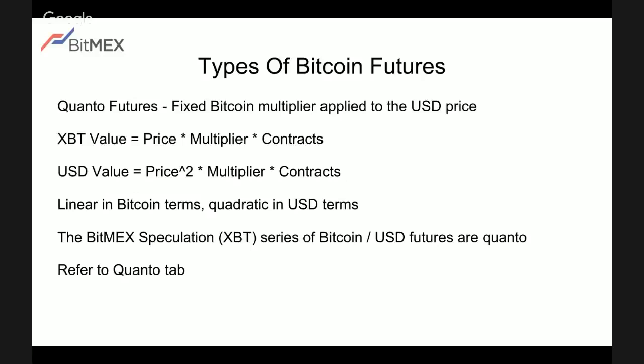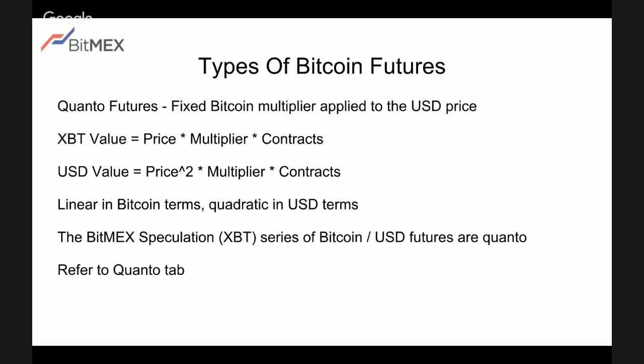So if you look here, the formula for the Bitcoin value, I use the 3-letter term XBT for Bitcoin. Some people like to use BTC. We can go into the differences later, but this XBT value, or Bitcoin value, is the price of the futures contract times the multiplier times the number of contracts. So quite simple. And then the US dollar value of that contract is the price squared times the multiplier times the number of contracts.